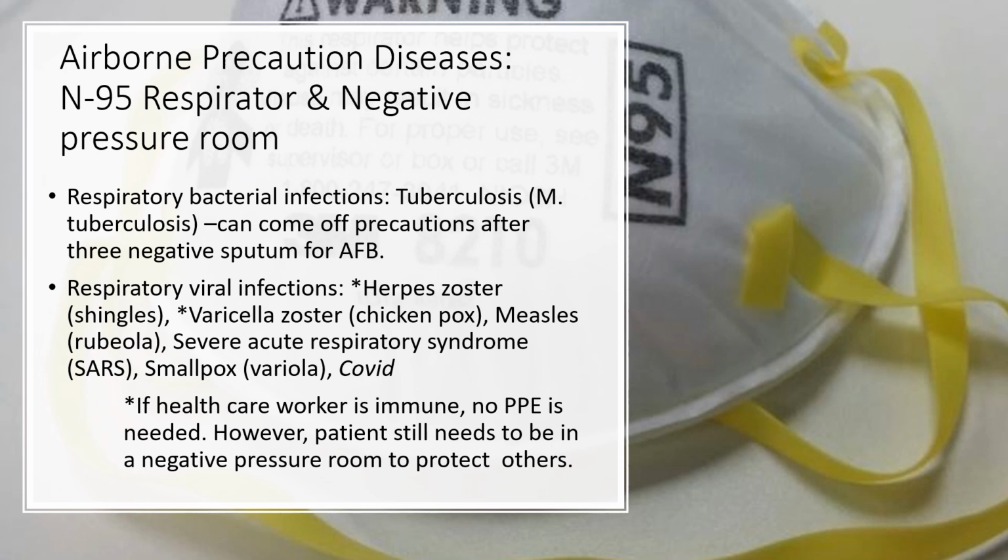The CDC also talks about SARS and smallpox, and we're in COVID right now at the time of recording this video, and at this point we are doing airborne precautions for COVID. And there's just one final note here reminding you guys that if a healthcare worker is immune, no PPE is needed, and that would be to the zoster and the chickenpox. However, the patient will still need to be in that negative pressure room to protect others that might not be immune.